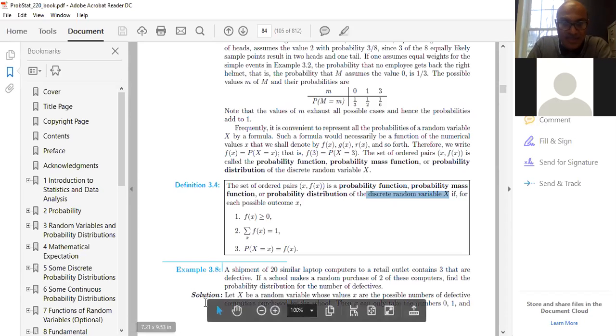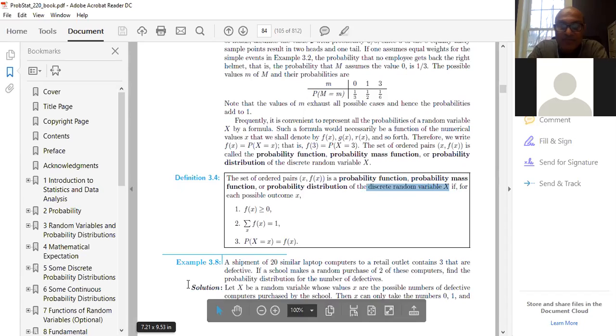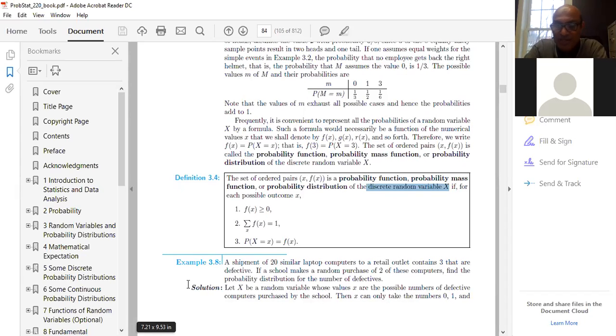It says that a shipment of 20 similar laptop computers to a retail outlet contains 3 that are defectives. Now, 20 similar computers, out of these 20, 3 are defectives. That's what we know. The question is, if a school makes a random purchase of 2, now the school wants to buy just 2 out of these 20, what is the possibility? Find the probability or probability distribution for the number of defectives.